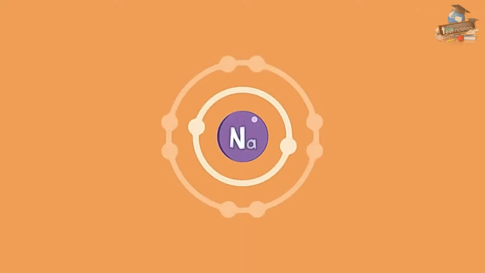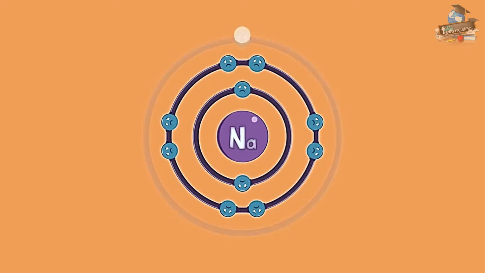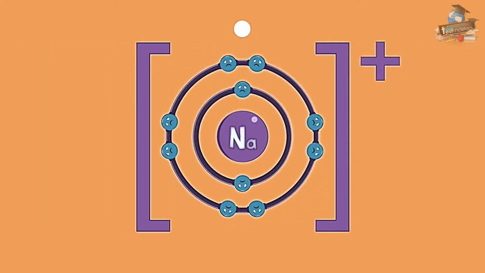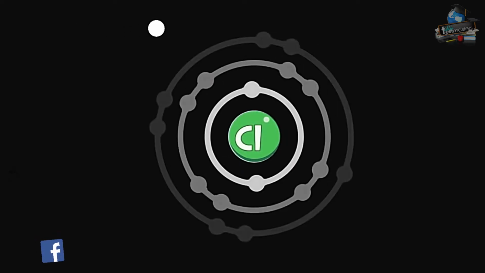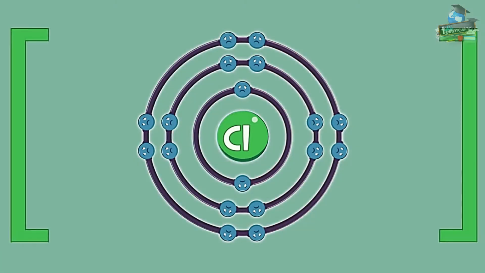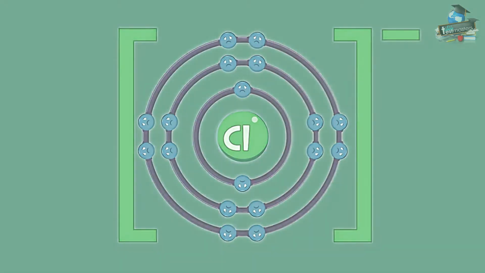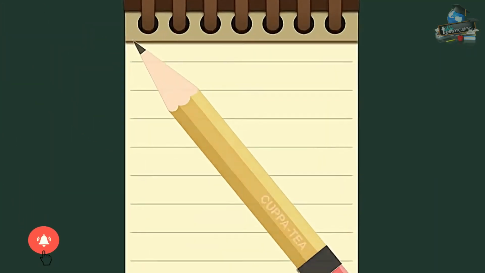We know that sodium loses one electron to form a sodium ion. We also know that the electron is not lost, but transferred to a chlorine atom to form a chloride ion. Let's grab a piece of paper and a pencil and work on this example.